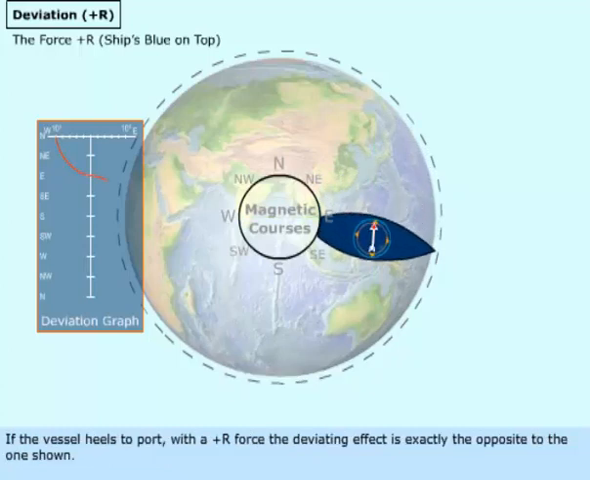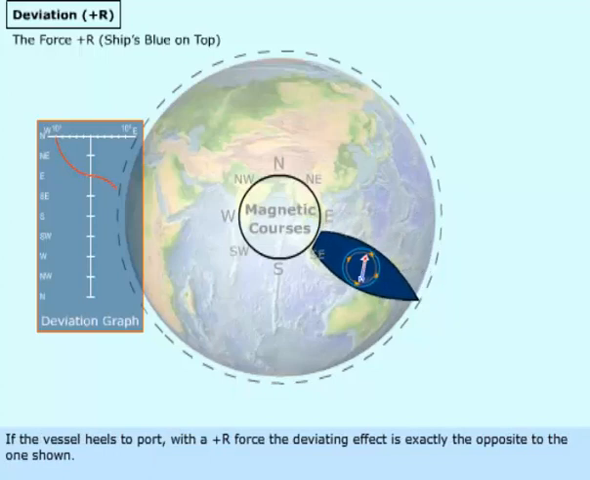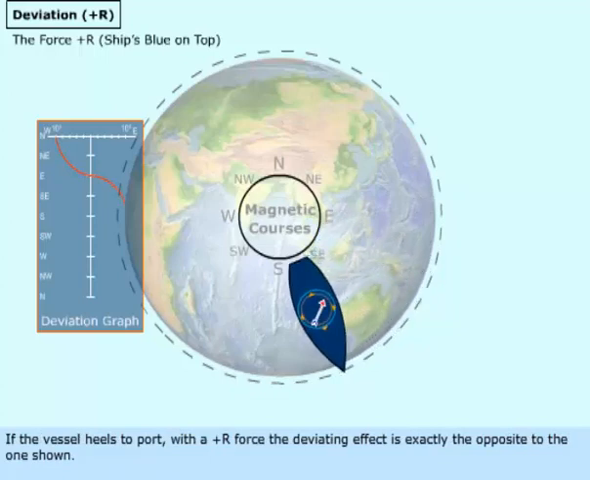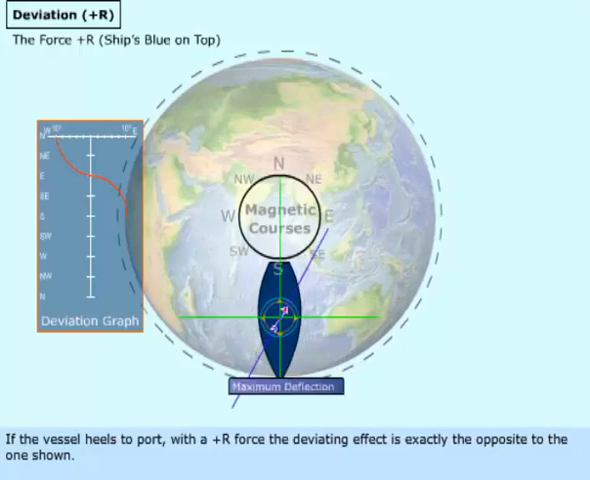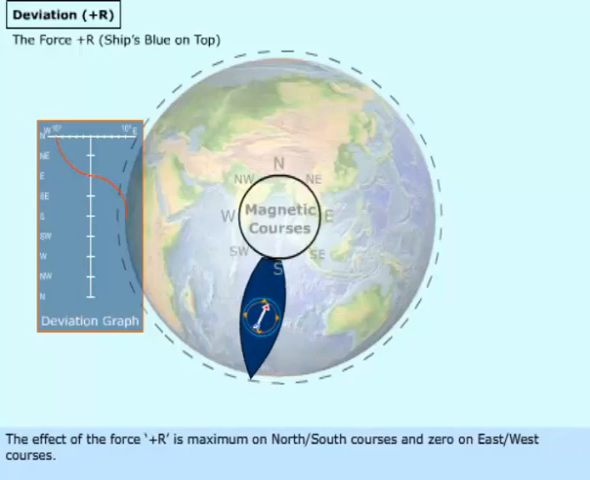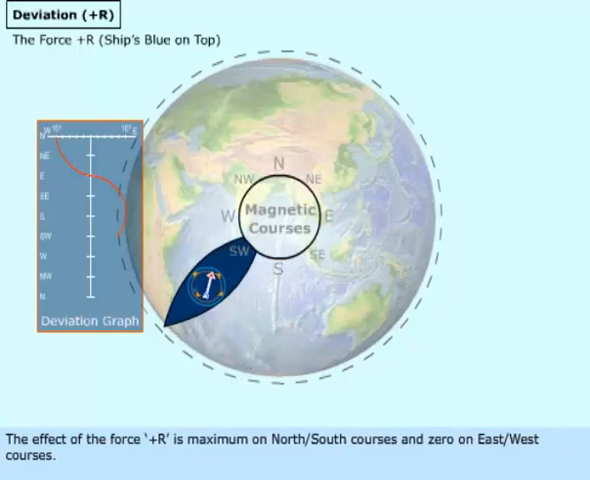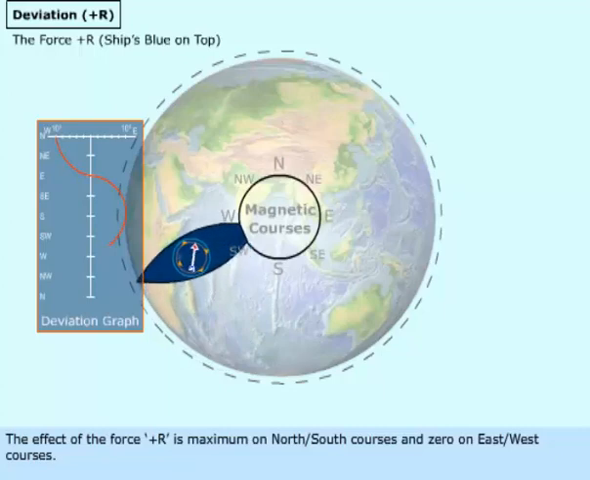If the vessel heels to port, with a positive R force, the deviating effect is exactly the opposite to the one shown. The effect of the force positive R is maximum on north-south courses and 0 on east-west courses.